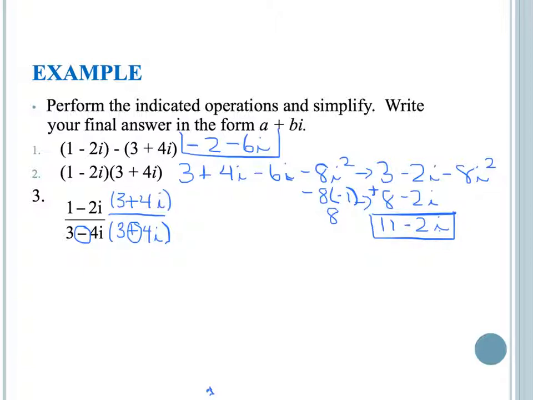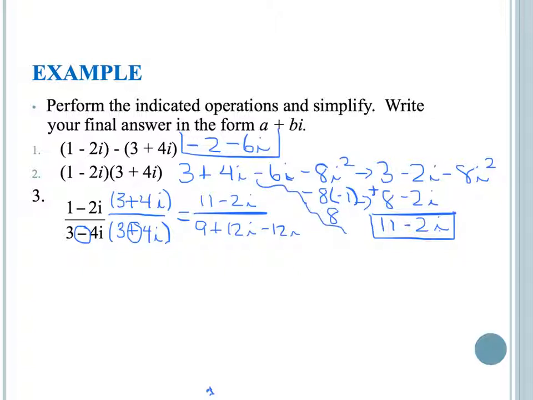Now, the work that we just did in problem 2 is in fact our numerator here. So I can write 11 minus 2i. And now I need to do the work with multiplying my denominator out. So 3 times 3 gives me 9. 3 times 4i is 12i. Negative 4i times 3.